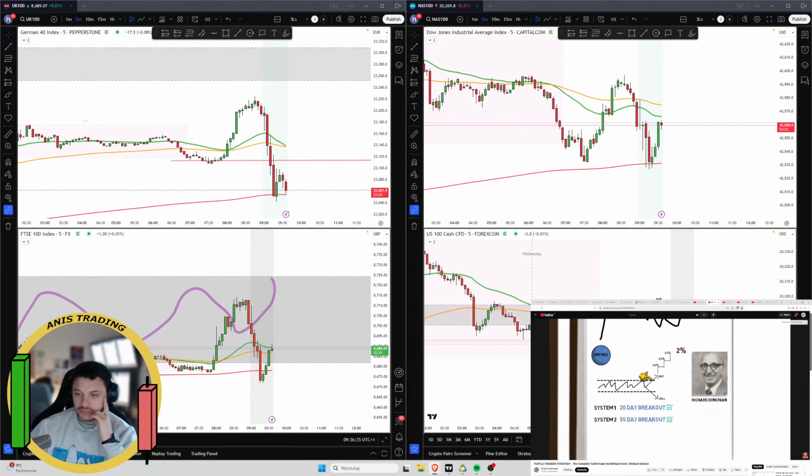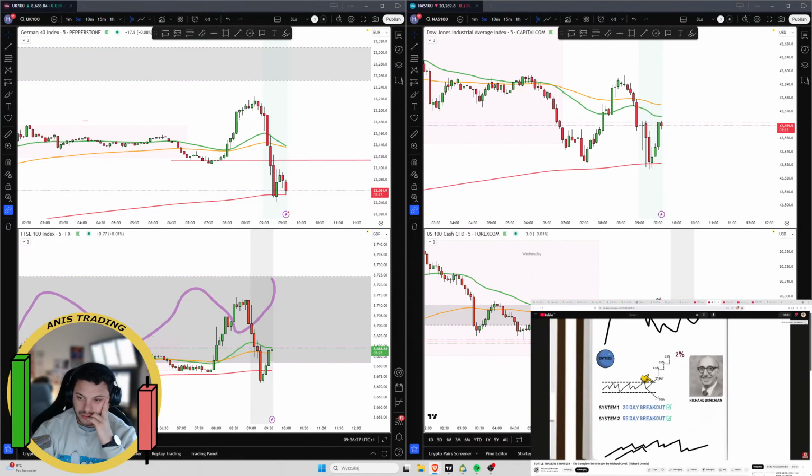The turtles were told to be very consistent with the entry rules, knowing that most of the returns come from a minority of trades. So if one trade was missed, it could have a huge impact on profits.